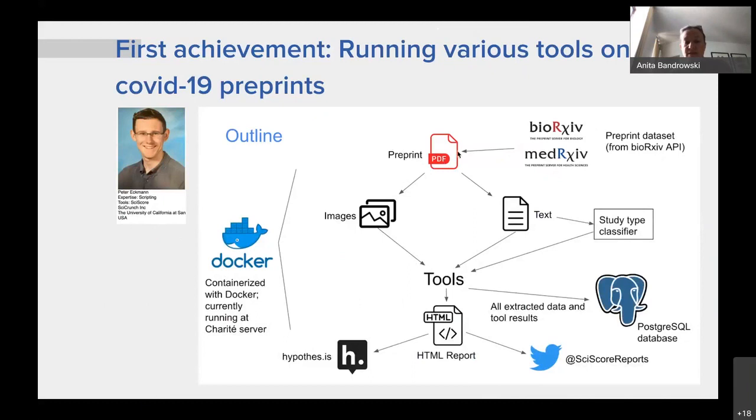He takes the data from that, looks at the preprint PDF, and he looks for the text. So that is processed differently for the images and then for the text. For the images, there are several tools that I listed that actually use the images to parse those. So that's that part of the pipeline. For the text components, those run through various tools.